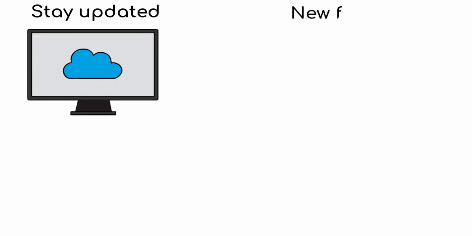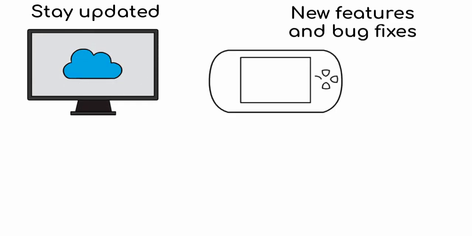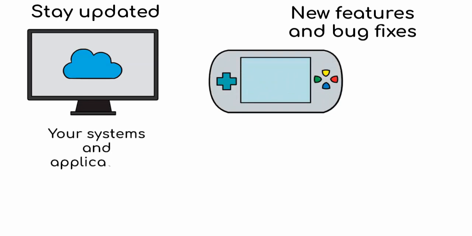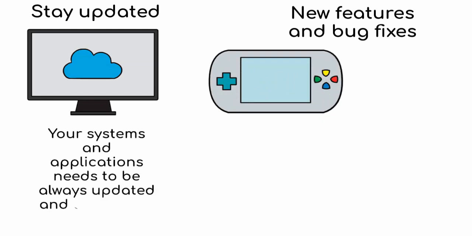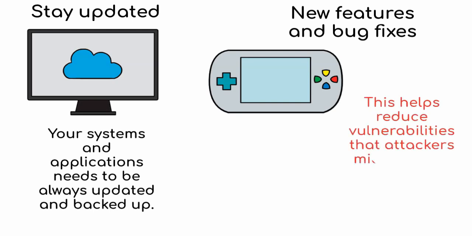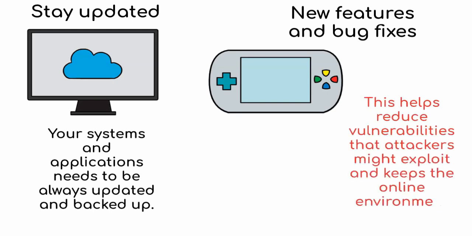Make sure everything in your online system is up to date. The same way a video game gets new features and bug fixes, your systems and applications need to be always updated and backed up. This helps reduce vulnerabilities that attackers might exploit and keeps the online environment safe.